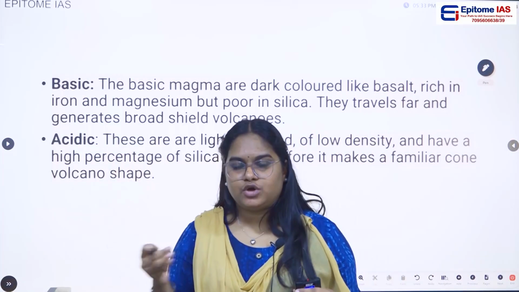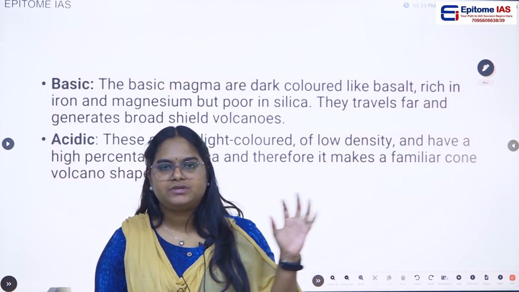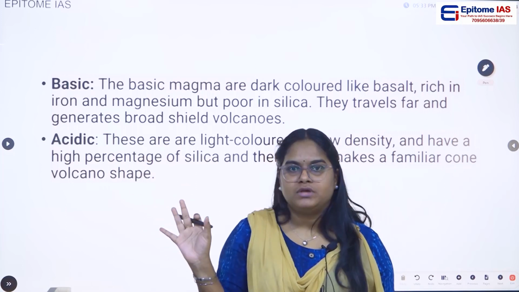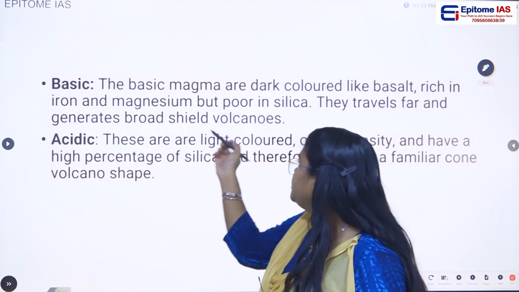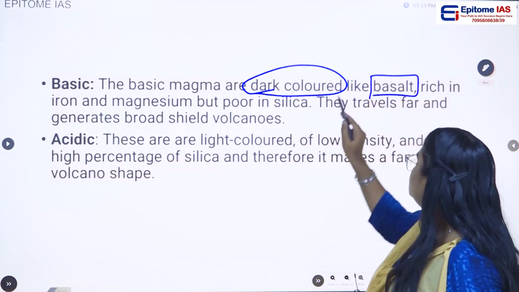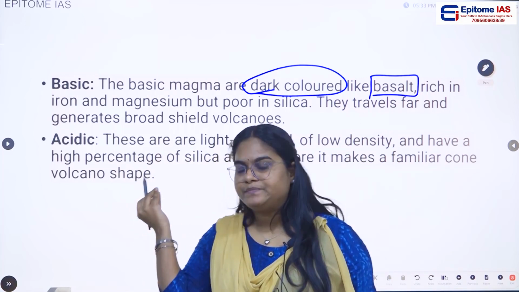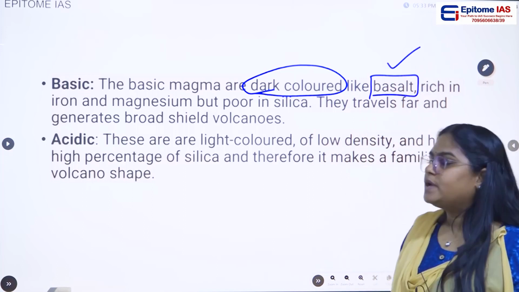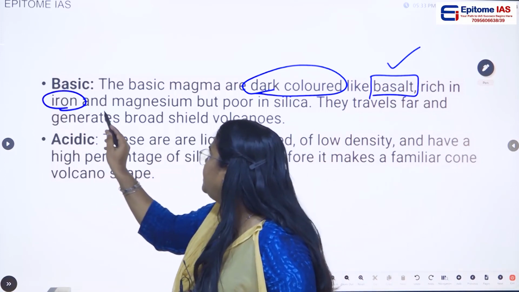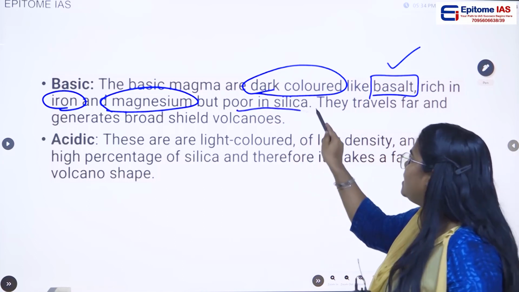So if you see here, as I already told you, basically this magma can be categorized into two major categories. One is the basic magma and the other one is the acidic magma. Obviously the basic magma is going to be of dark color because it has basalt. That's why this basic magma is also called the basaltic magma. And this basic magma is rich in iron and magnesium, but it is poor in silica.